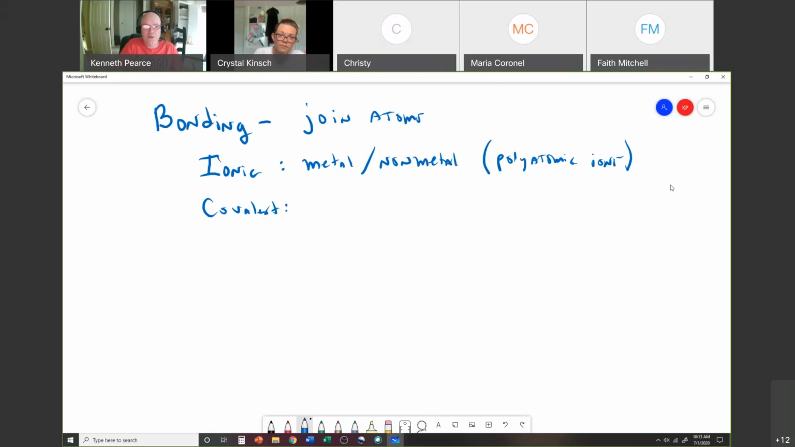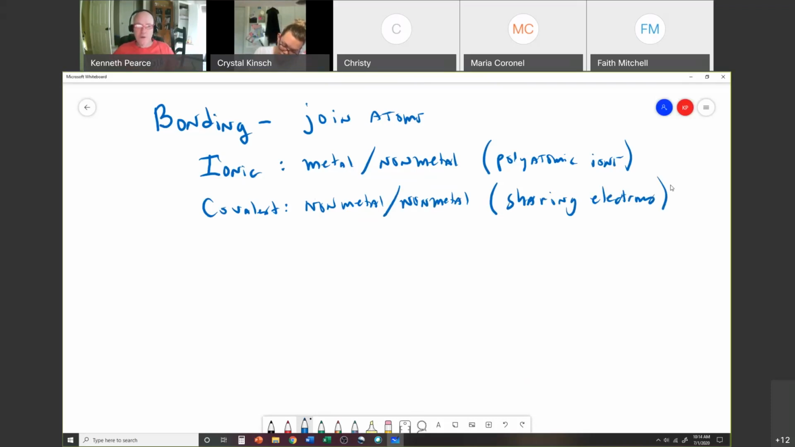And covalent, we have nonmetals with nonmetals. And this generally involves sharing electrons. Now, there are tons and tons of ionic compounds in this world, but really the more exciting stuff is going to be covalent compounds. Ionic compounds, generally we call them salts. So if you have an ionic compound, generally you call it a salt. Covalent is pretty much everything else.